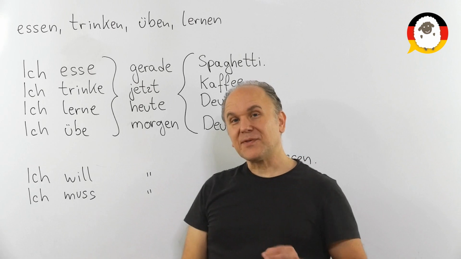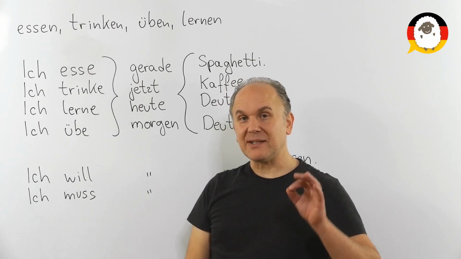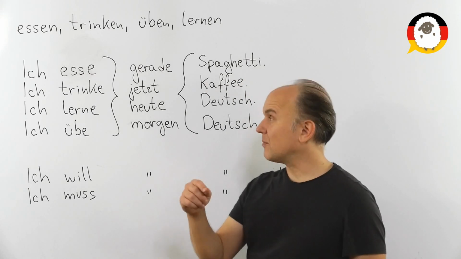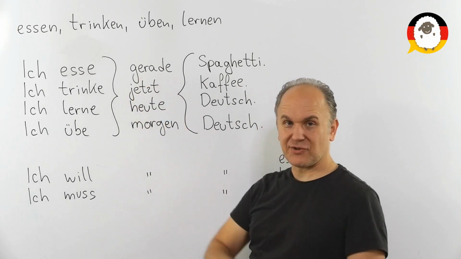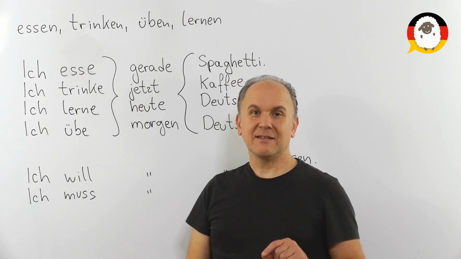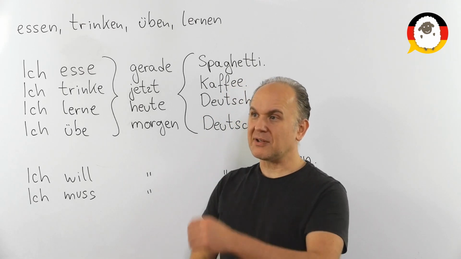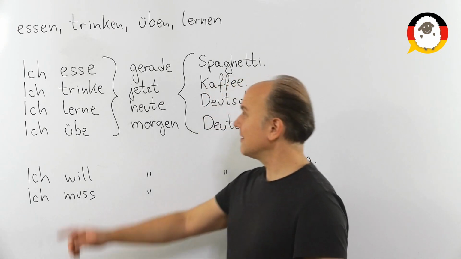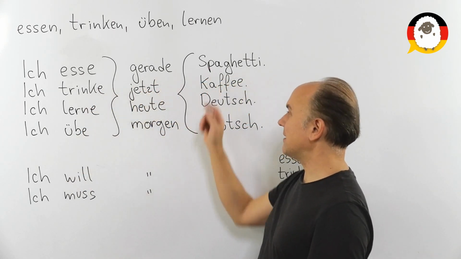Now, if you want to emphasize, I'm doing it at the moment. I'm eating spaghetti. The English ing form is gerade in German. So you would say ich esse gerade Spaghetti. Okay, so what are you doing? Ich esse gerade Spaghetti.